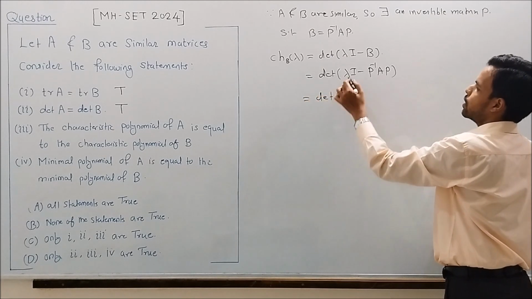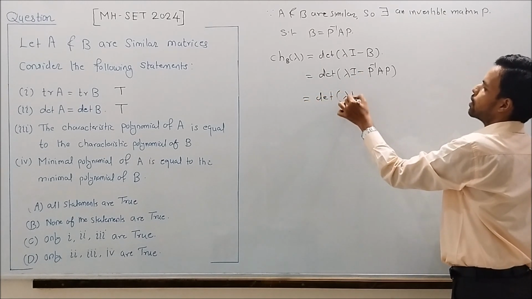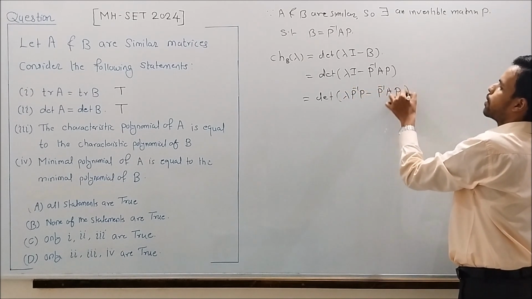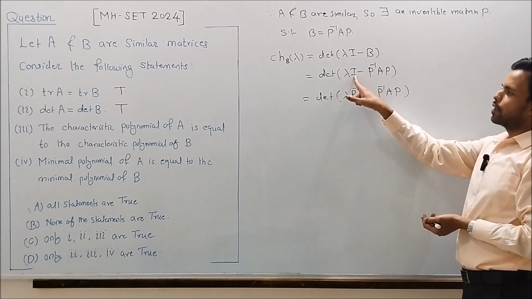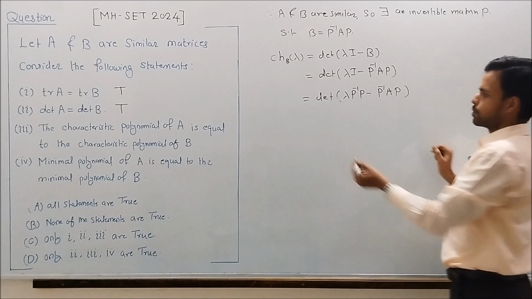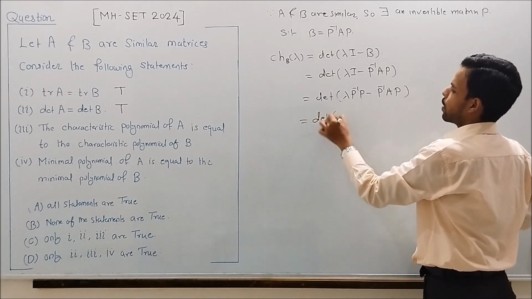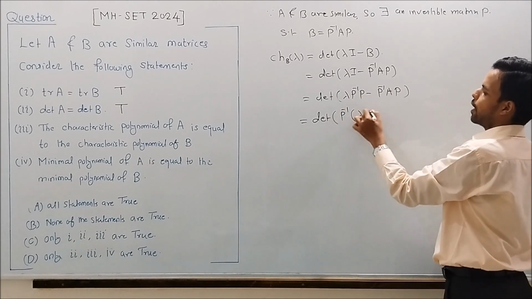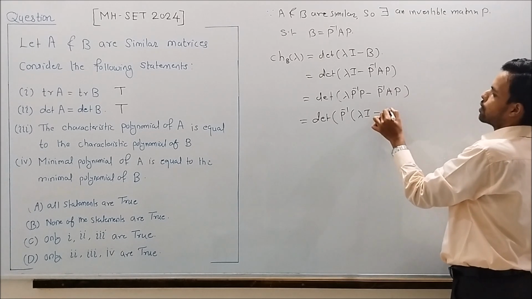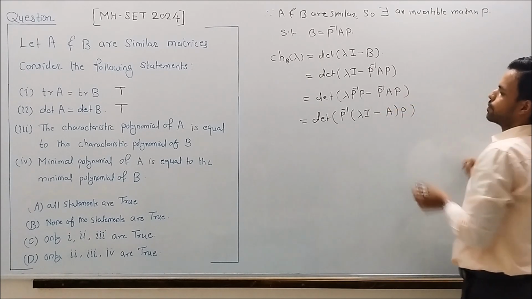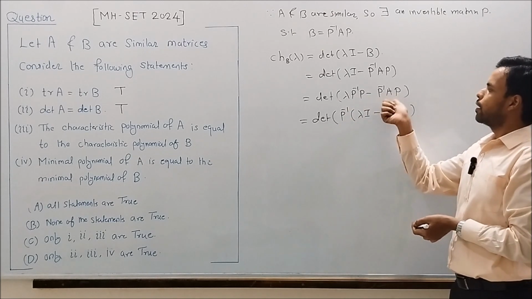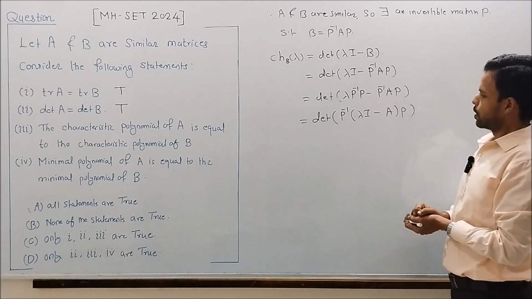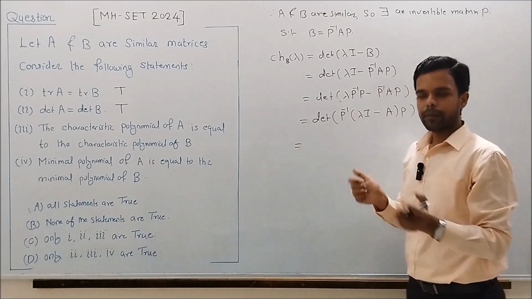And again, I can write this identity matrix as P inverse times P, so we have P inverse times P minus P inverse AP. Now, I can write this subtraction as P inverse times lambda times identity matrix minus A, times P. I have just taken common P inverse and P from this subtraction. Now just use the properties of determinant.